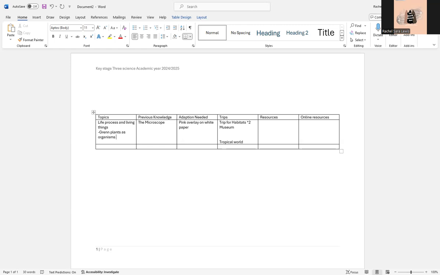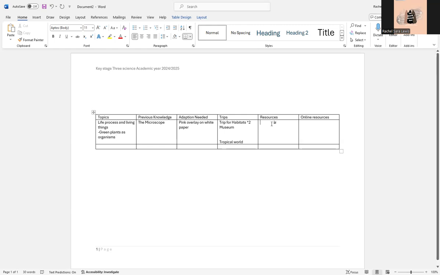But the main thing that I need, that says green plants, that would be great, typo. Green plants as organisms. So we'll be looking at that also.